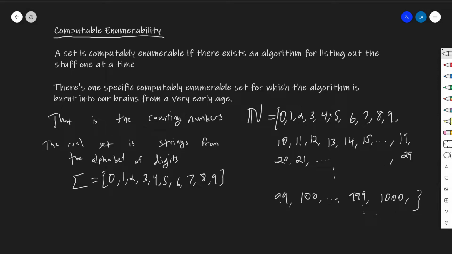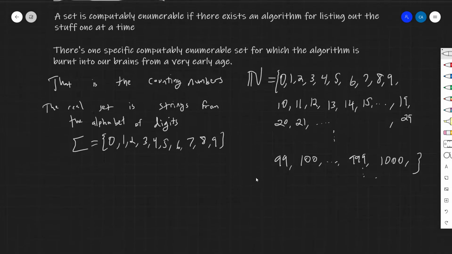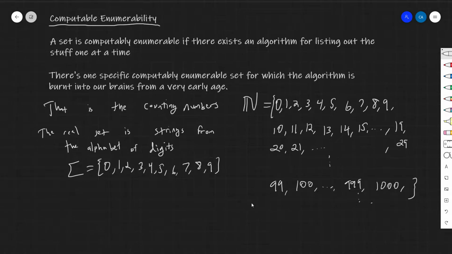And so this is a computably enumerable set. This algorithm is something that's in all of our heads from a very early age. And that's what I mean by a computably enumerable set. If there's an algorithm, this is what I mean by there being an algorithm for listing out the stuff one at a time. So I want to show you some more examples of that because there's a bit of an art to this.